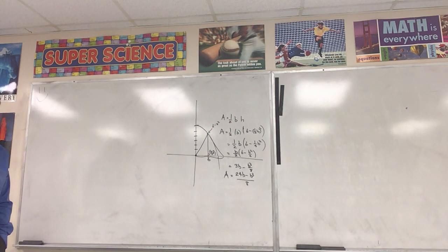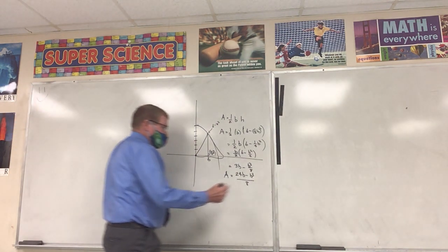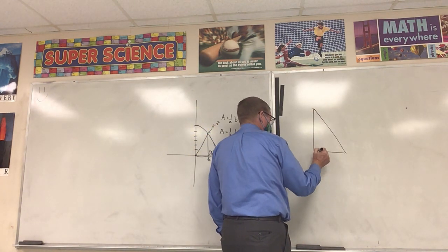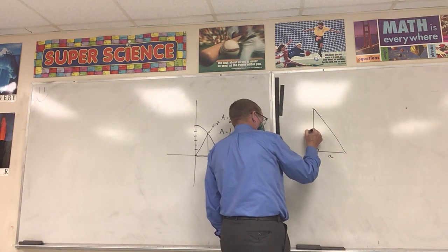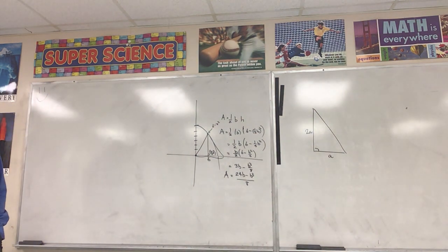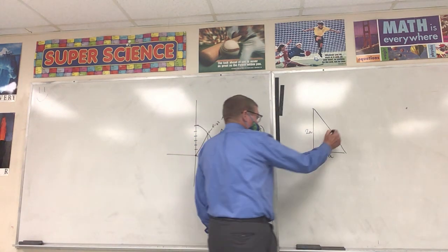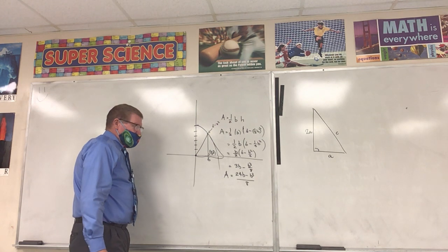Number 16, one leg of a right triangle is twice as long as the other. Write the length of the hypotenuse as a function of the length of the shorter leg. Here's my right triangle. Here are my two legs. One leg is twice as long as the other, correct? I'm looking for the hypotenuse in terms of the shorter leg. So the shorter leg is a.